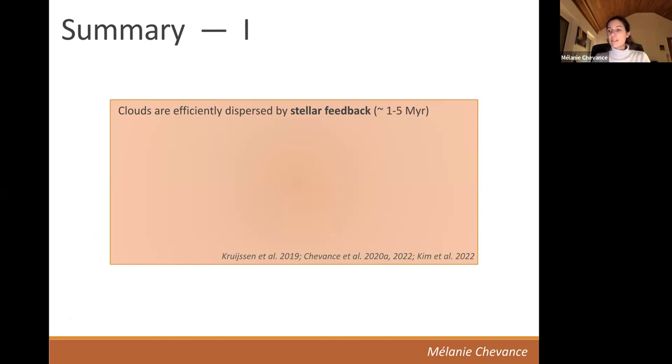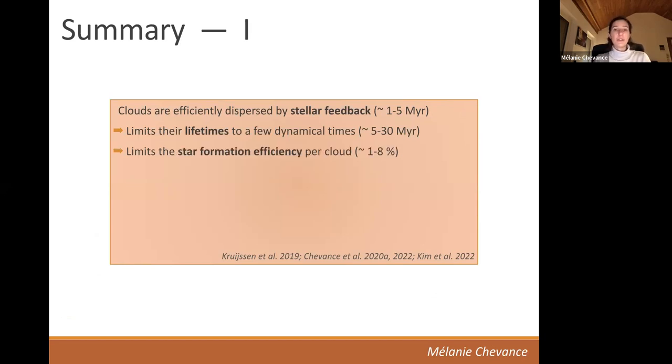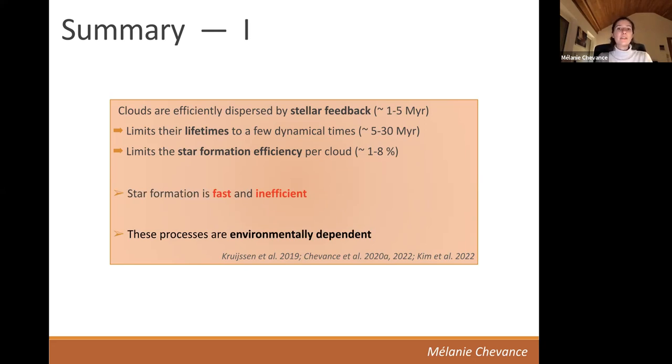So let me summarize the first part of this talk up to now. Clouds are efficiently dispersed by stellar feedback within 1 to 5 megayears. This means that their lifetime is limited to a few dynamical times, between 5 and 30 megayears. The star formation efficiency is also drastically limited by this to a few percent. And we've been able to answer one of the questions that I was asking at the beginning: we can now say that star formation is fast and inefficient. The second thing is that these processes are environmentally dependent and vary from galaxy to galaxy and also within galaxies.